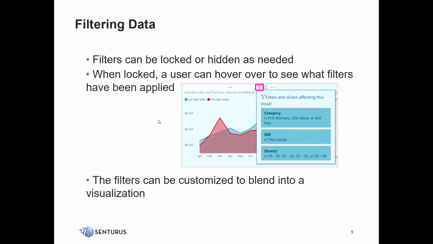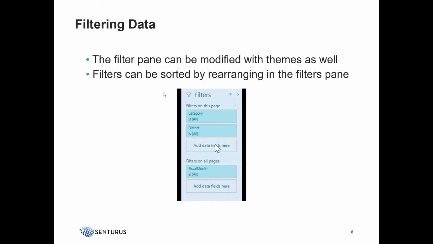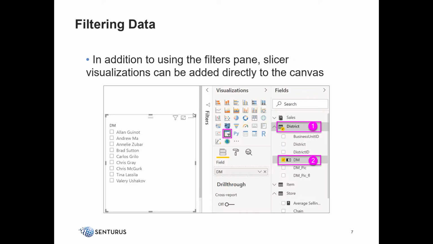Filters can also be formatted to fit the look and feel of a visualization. To modify the filter pane, you can leverage a theme. You can also rearrange filters as needed. In addition to using the filters pane, you can drag a slicer directly onto the report canvas. This will give the user interactivity with the report page. Slicers can be adjusted to impact all of the visualizations on a page or just specific ones.